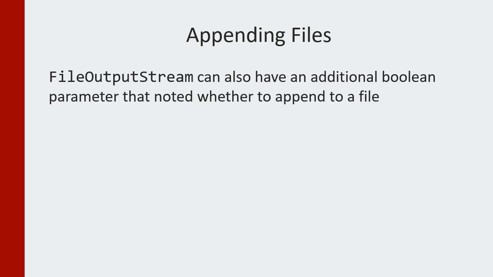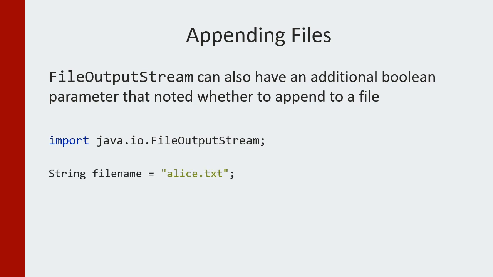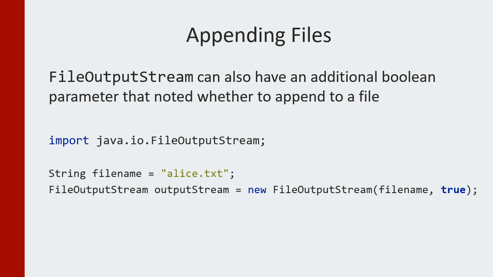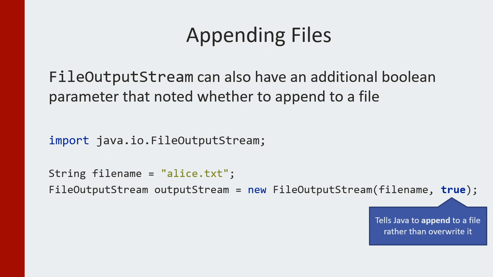FileOutputStream can have an additional Boolean parameter that tells you whether you want to append to a file. So looking at the syntax again: import java.io.FileOutputStream; String fileName = "alice.txt"; FileOutputStream fileOutputStream = new FileOutputStream(fileName, true). So this tells Java to append to a file rather than overwrite it.